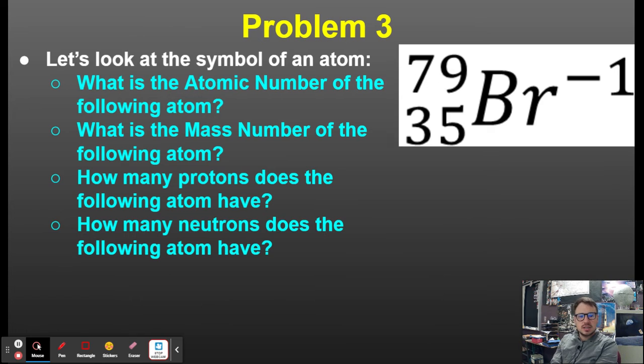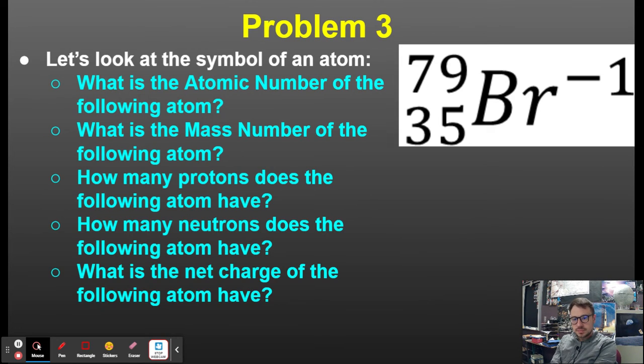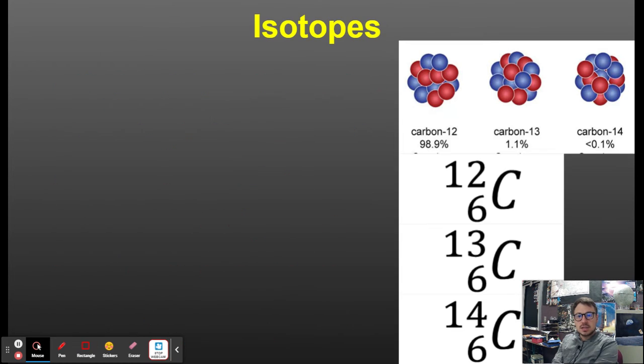How many neutrons does the following have? So I take the mass number, subtract the atomic number. 79 minus 35 is 44 neutrons. What's the net charge of the following atom? So that's going to be -1. So that tells me I have one more electron than I do protons. So I take 35 minus a -1 and I get 36 electrons.